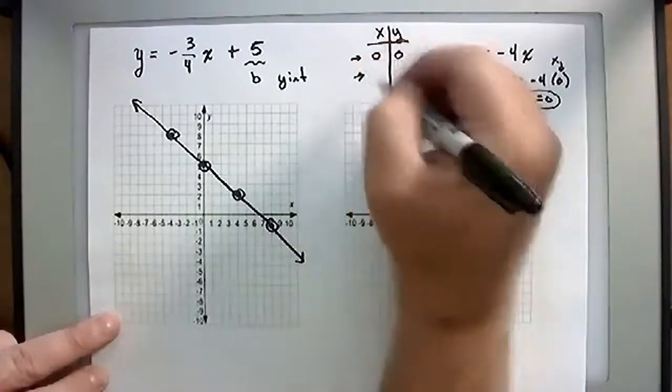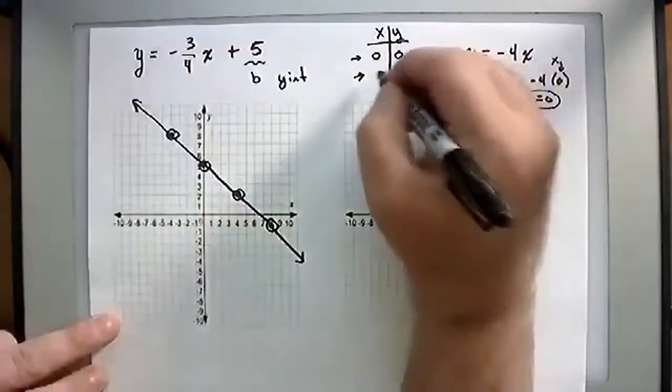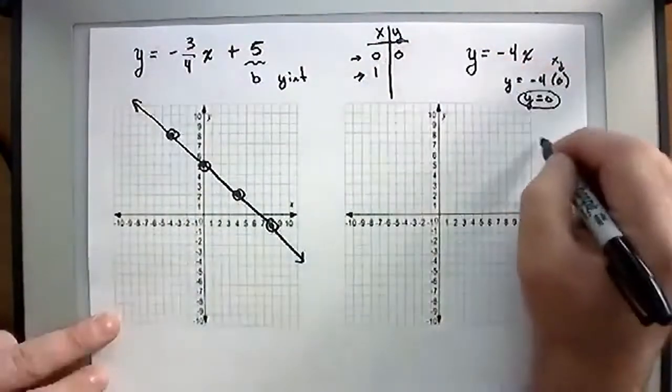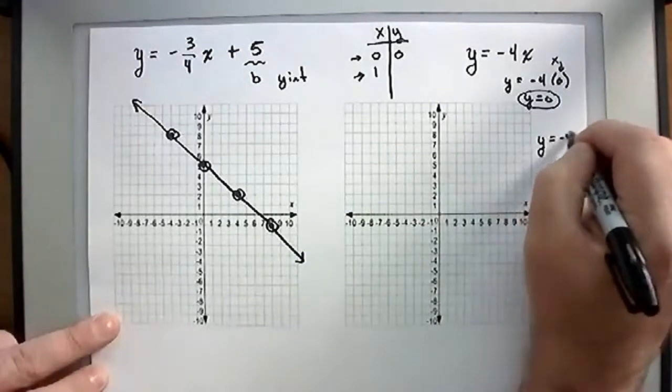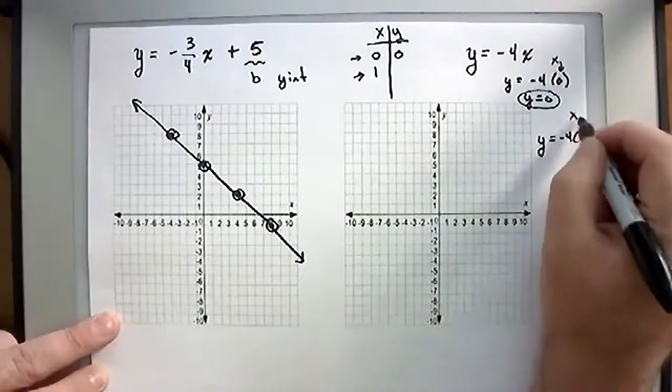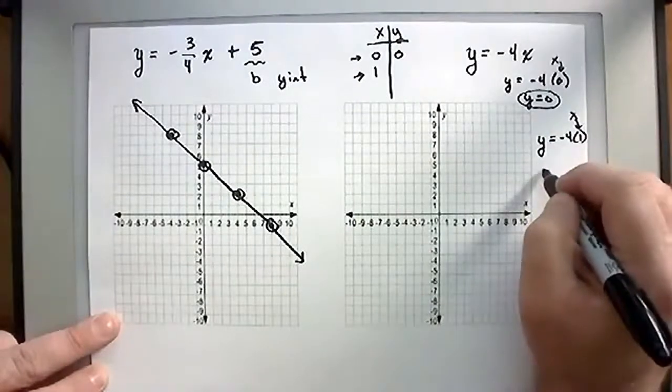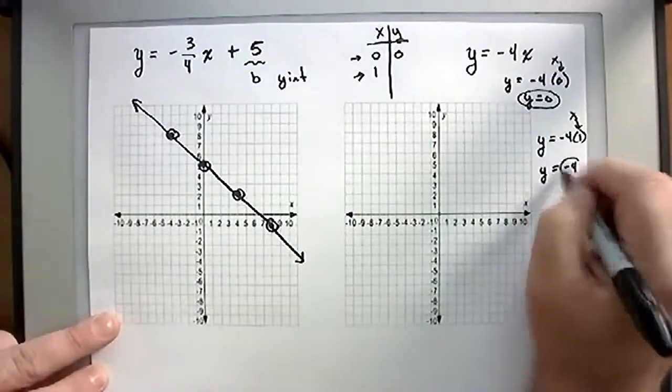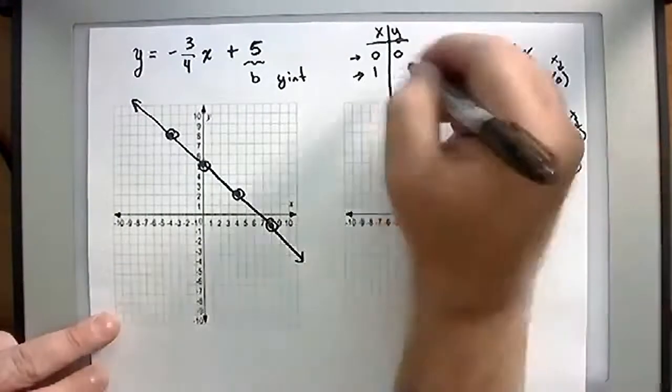Let's pick another point for x. Remember, these lines go on forever. You can pick anything you want. Let's pick 1. Y equals negative 4 times 1. That was my x, I put in 1 for x. So negative 4 times 1 is negative 4, so y equals negative 4. I put in 1, I got negative 4 for y.